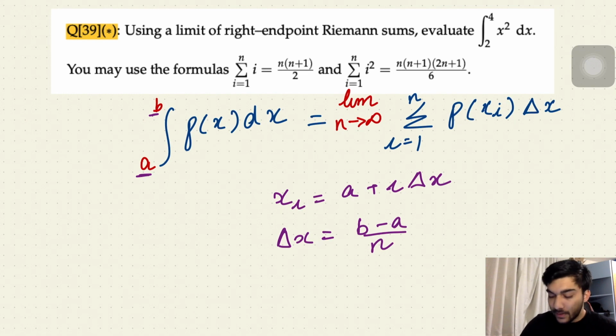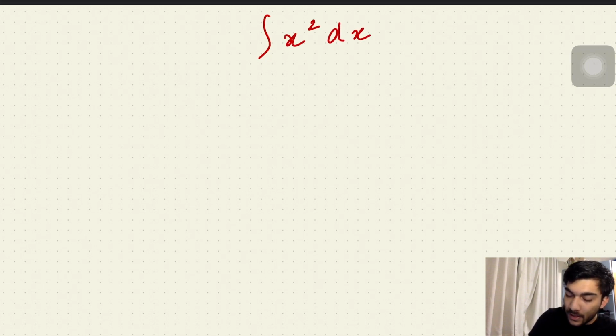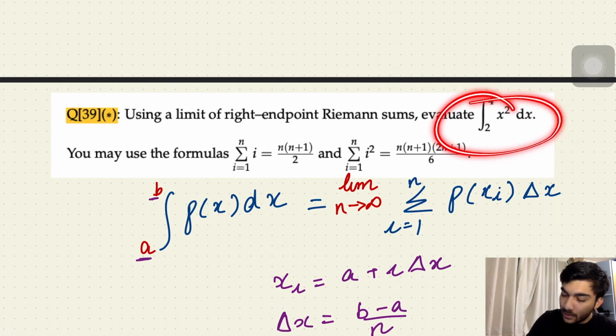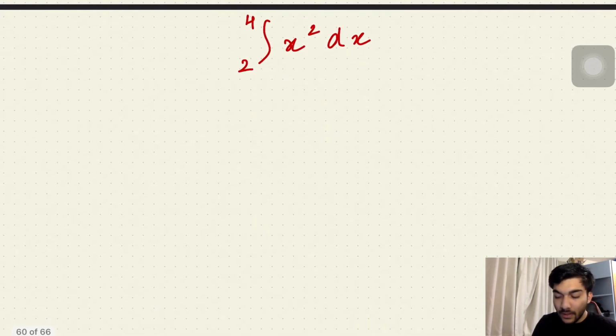So let's evaluate this expression based on all the given information that we have. So now we know that we have to calculate the definite integral of x squared dx between the intervals x equals 2 to x equals 4, right? The same question that we have over there, and we have to use right endpoint Riemann sum. So let's calculate our xi and delta x first.